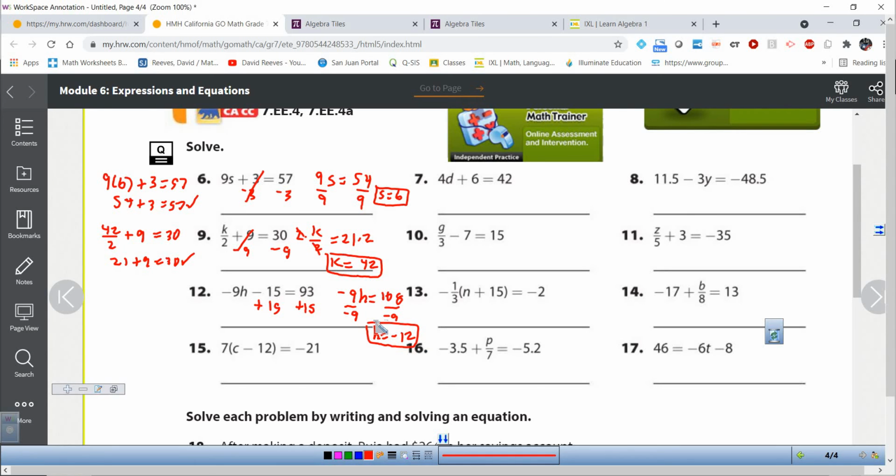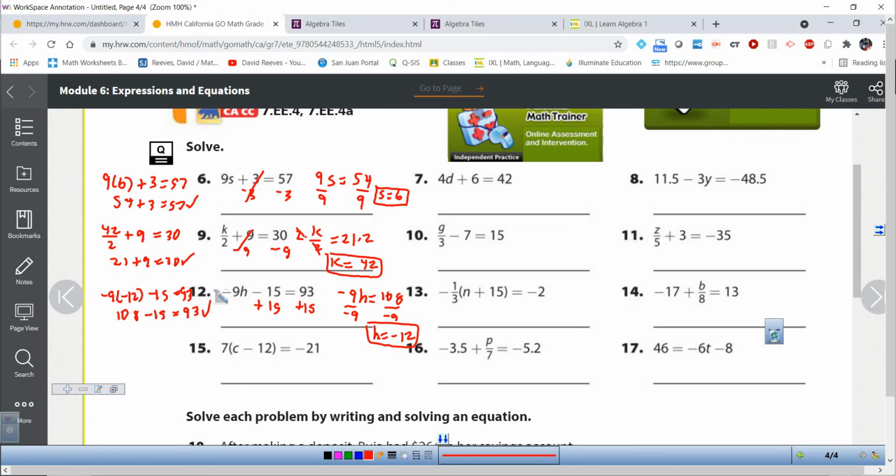All right. So now I'm going to go over and check that answer right over here. Let's see what happens. A negative 9 times a negative 12 should equal, when I subtract 15, 93. Well, I get 108, and I take away 15, and guess what I get? I get 93. It works.